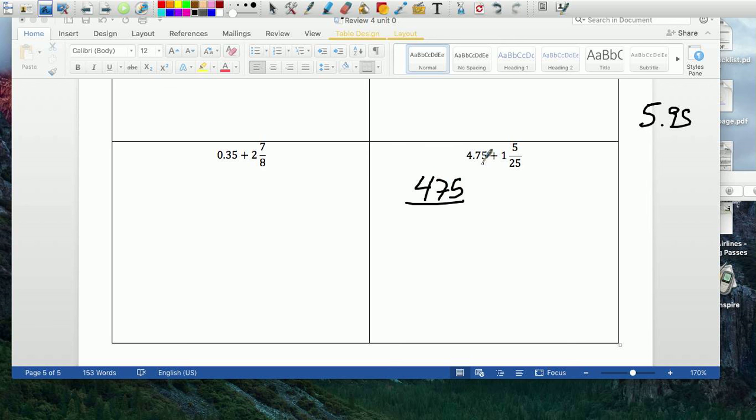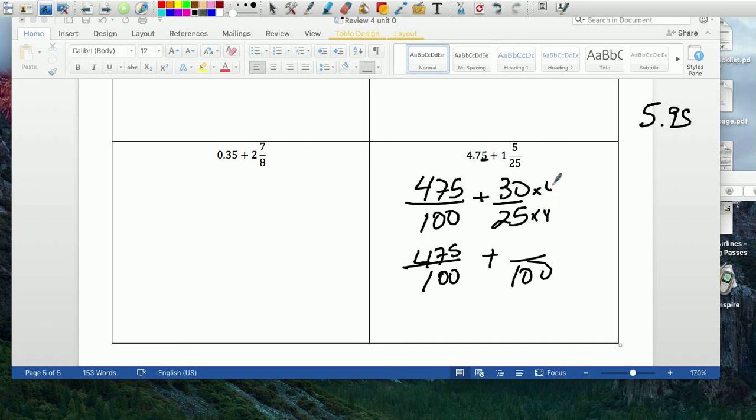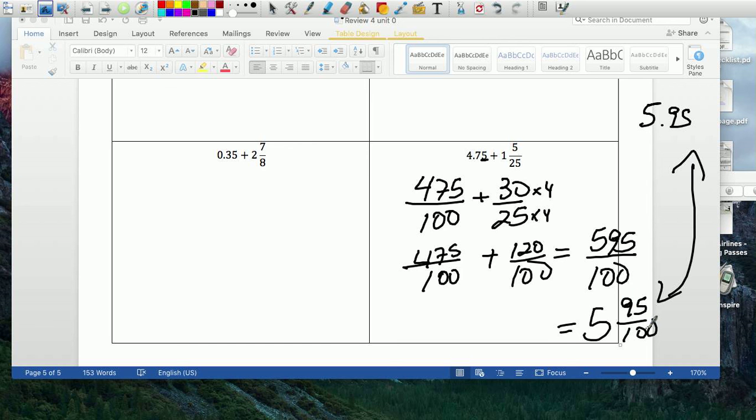4 and 75 over 100, plus 25 times 1 is 25, plus 5 is 30 over 25. Find the common denominator, which is going to be 100. This one doesn't change. How did 25 become 100? Times 4. Times 4 here is 120. We can add now, and that becomes 595. How many times can 100 go into 595? 5 times. How many left over? 95 over 100. See how this and this are exactly the same.